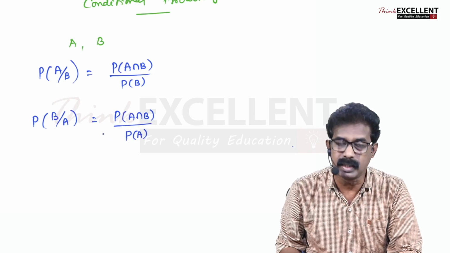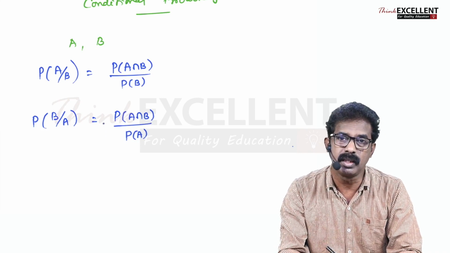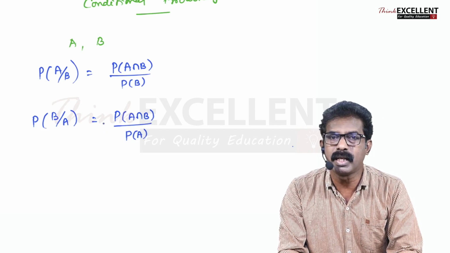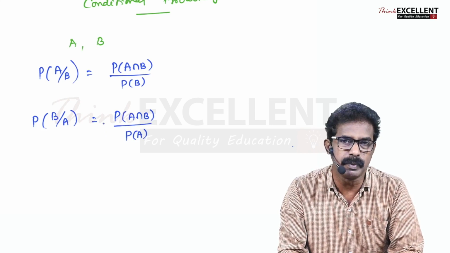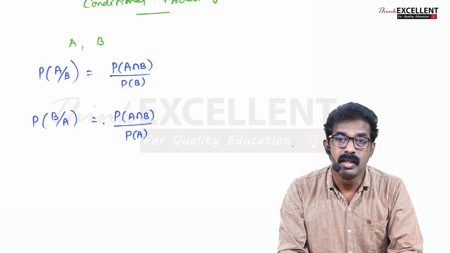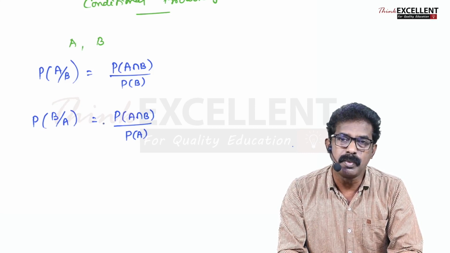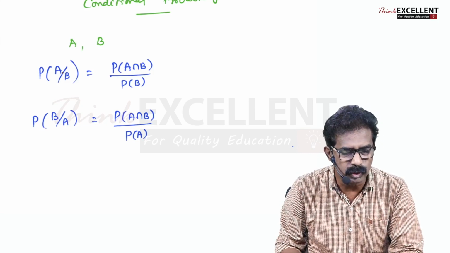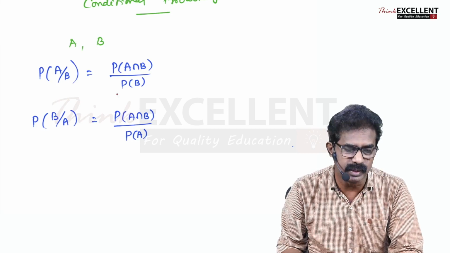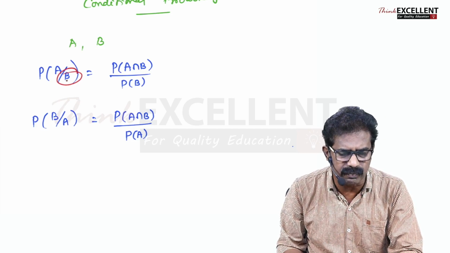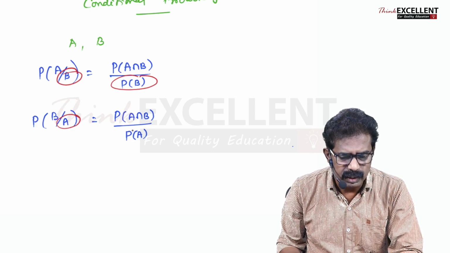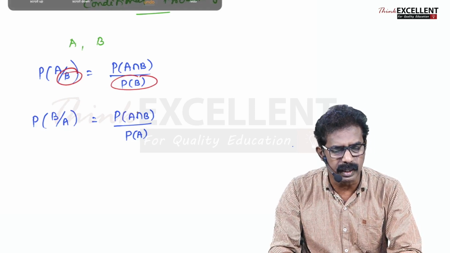So you can remember very easily whether it is probability of A given B or B given A. Numerator remains same. It is P of A intersection B. Denominator is probability of the condition. You remember like this, so you won't make a mistake. Numerator is A intersection B in both the cases. Denominator is probability of the condition. The first case B, so P of B. Second case denominator is A, it is P of A. So you can remember like that.